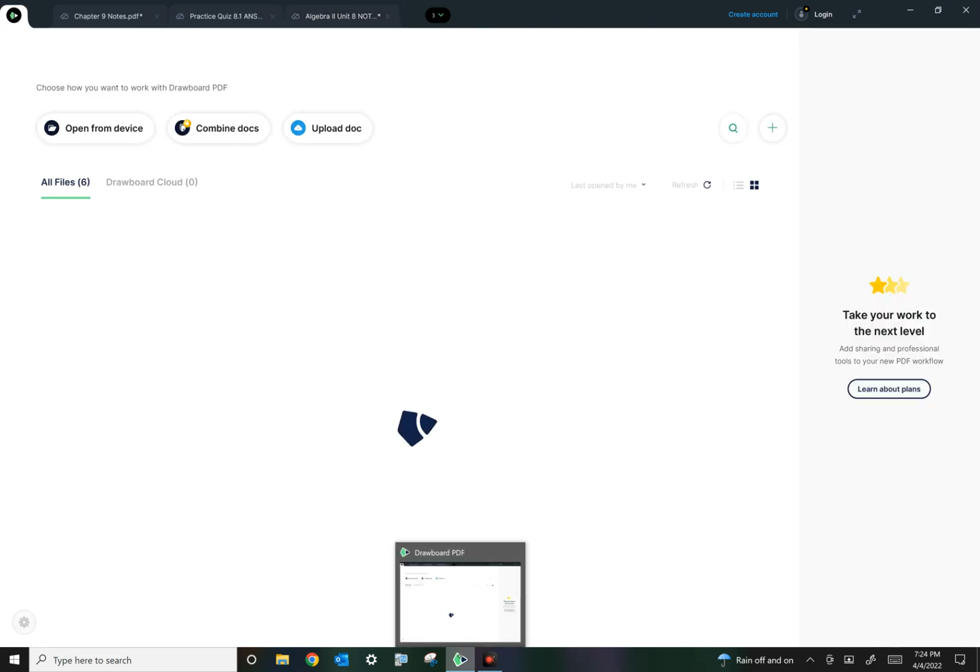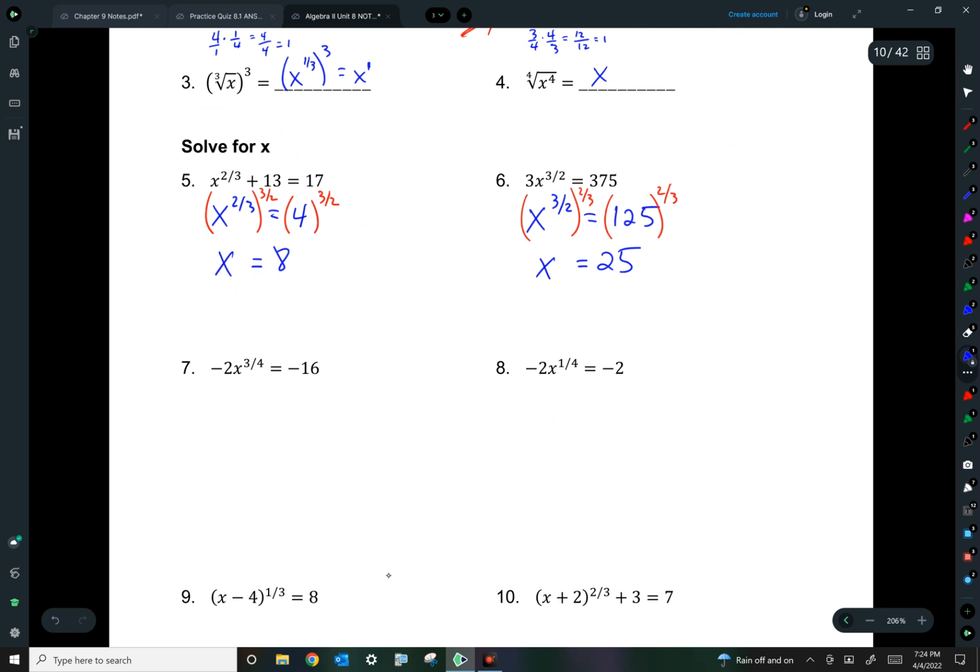Okay, number 7. Oops, sorry about that. Okay, first get rid of the negative 2. So x to the 3/4 equals 8. Okay, in order to get rid of the 3/4, I'm going to raise it to the 4/3. Both sides raised to the 4/3. And so on the left, the exponents cancel and I just have x. On the right, the denominator is 3, so the cube root of 8 is 2, and 2 to the 4th is 16.